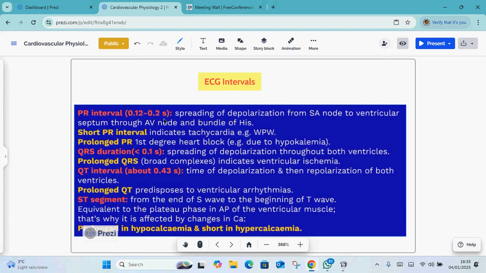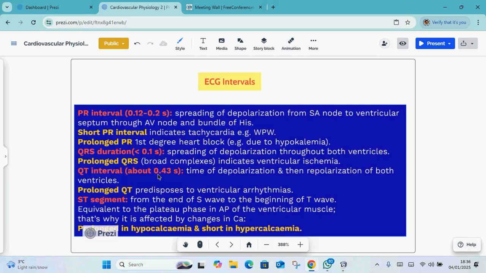The duration of segments is very important in disease for ECG diagnosis. The PR interval is normally up to 0.2 seconds. Anything above 0.2 seconds is heart block. It can also be short in tachycardia. QRS is normally less than 0.1 seconds. If it's more than 0.1 seconds, this is called broad complex, and it's a sign of ventricular ischemia.